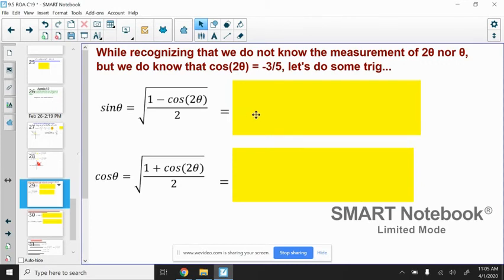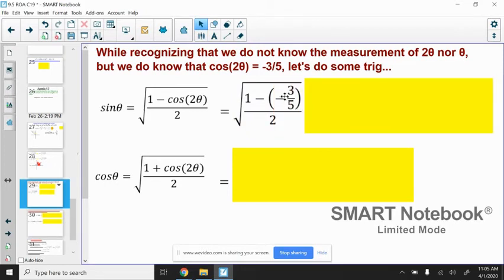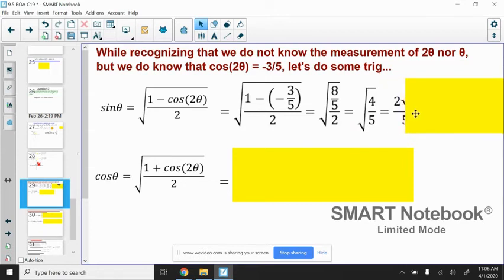So I'm going to plug in the appropriate value of the cosine of twice theta. It's -3/5. 5/5 take away -3/5 would of course land me at 8/5. If I have 8 of something and I divide that in half, that will lead me to 4 of something. So that's the square root of 4/5. The square root of 4 is 2. The square root of 5 is the square root of 5. I then rationalize that, and I end up with 2 root 5 over 5.